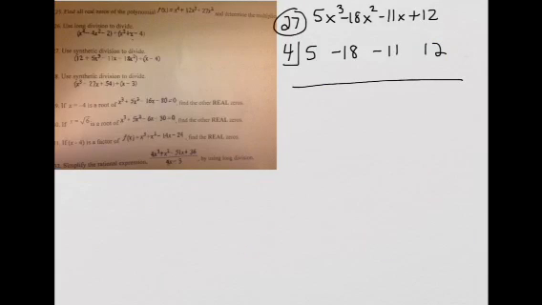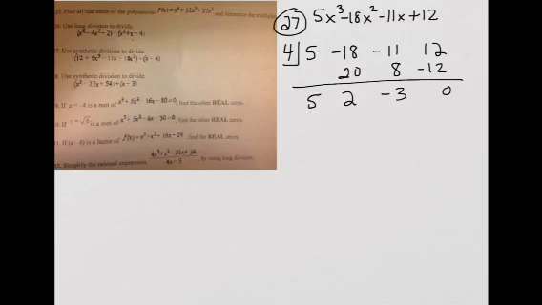So for number 27, the first thing you have to do is put the polynomial, the dividend, in standard form, and then you could set up your synthetic division. Okay, so I did that right here. I put the polynomial in standard form, so now I'm ready to divide. So you bring down the 5. 5 times 4 is 20. 20 minus 18 is 2. 2 times 4 is 8. Negative 11 plus 8 is negative 3. 4 times negative 3 is negative 12, so the remainder is 0.